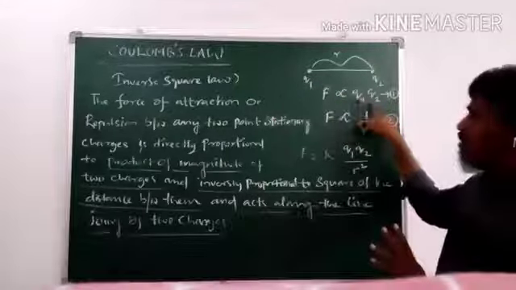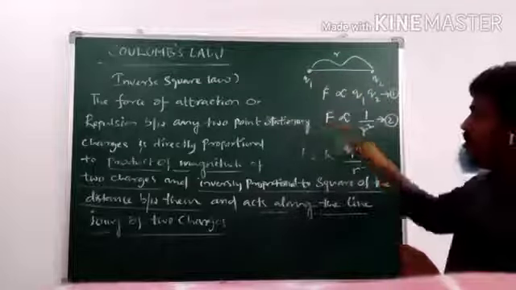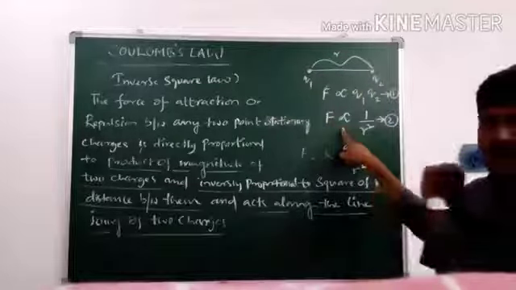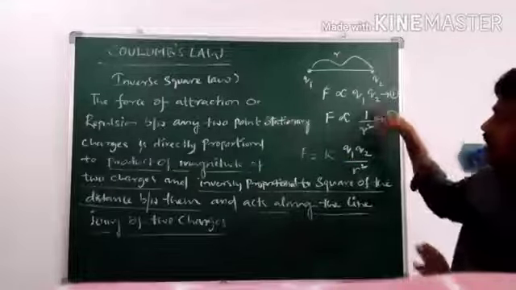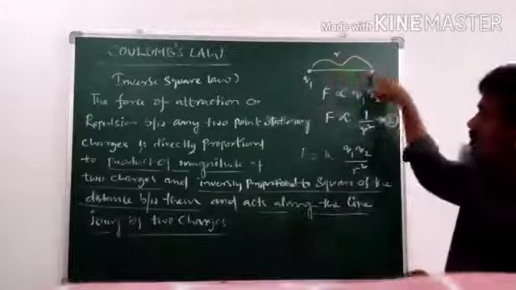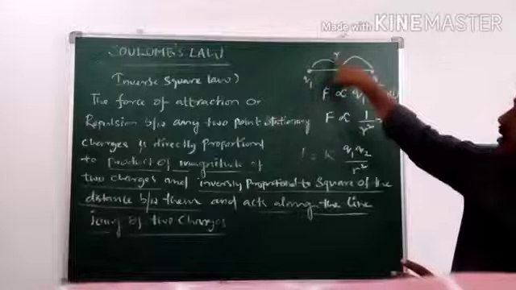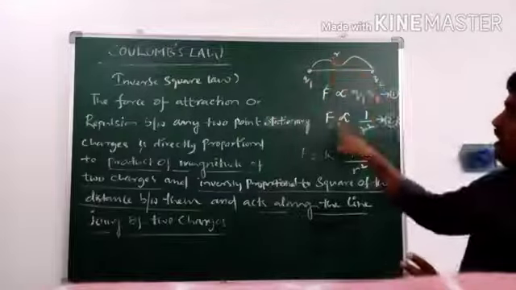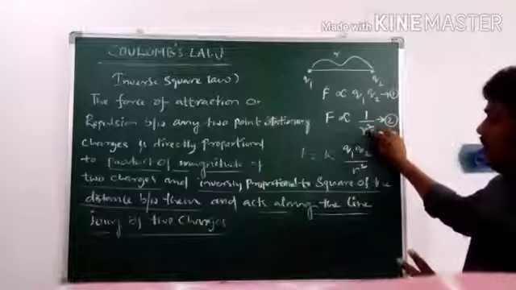Product of the magnitude of the two charges, and is inversely proportional to 1 by r square. 1 by r square means here it is inversely proportional to the square of the distance between the two charges. So what is the distance between the two charges here? That is nothing but r. So now it is inversely proportional to the square of the distance. We are going to take r square.